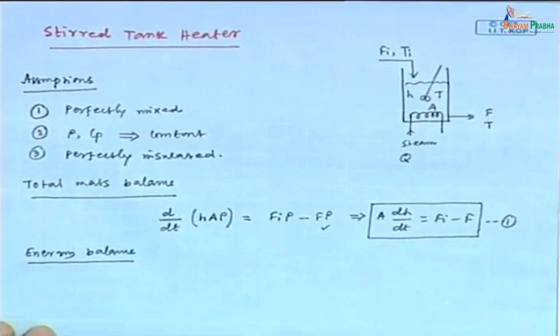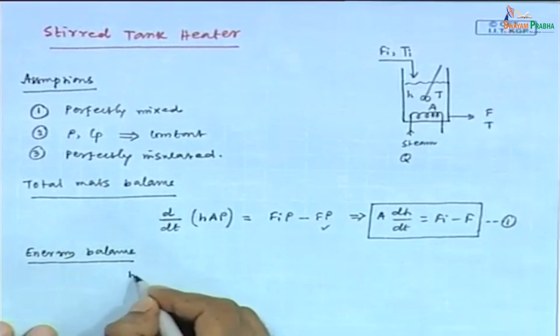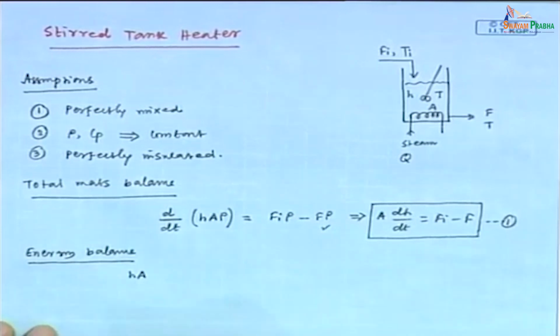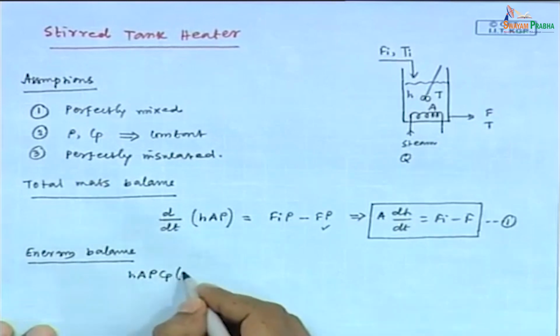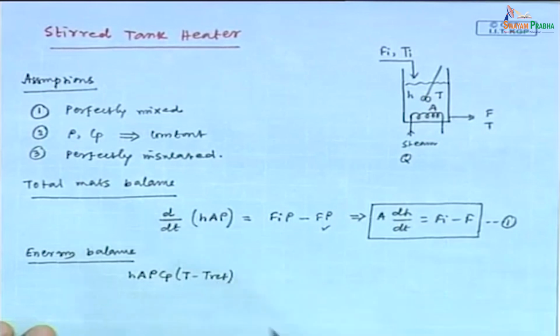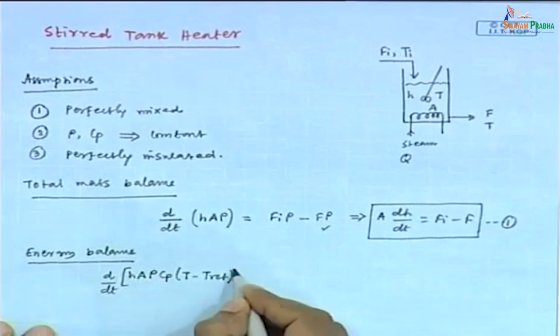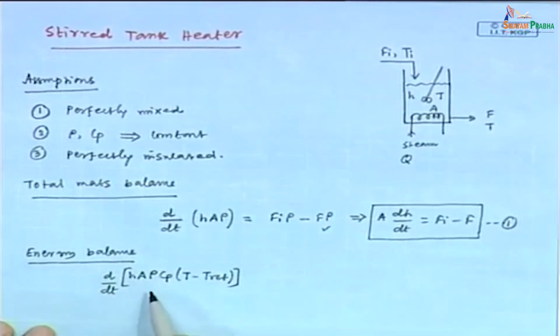Fine. What is the accumulation term? Height multiplied by area, that is volume, volume multiplied by rho, mass, mass Cp, temperature difference is T minus T reference. So, d dt of this is the accumulation term. H multiplied by A, that is volume, multiplied by rho, that is mass. So, this is the mass Cp and this is temperature difference.